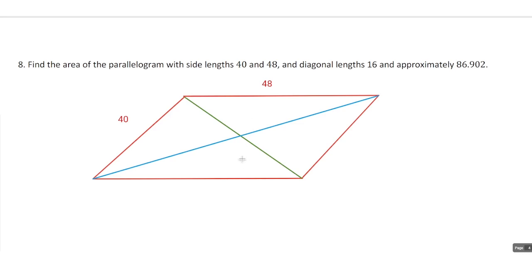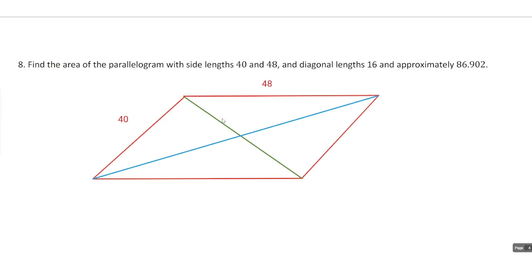Just as long as you know these 2 triangles have the same area and these 2 triangles have the same area, then what we're going to do is find the area of this one, the area of this one, add those together, and then double it to get the total area. So that's going to be kind of our overall strategy. So let me finish labeling this for you.